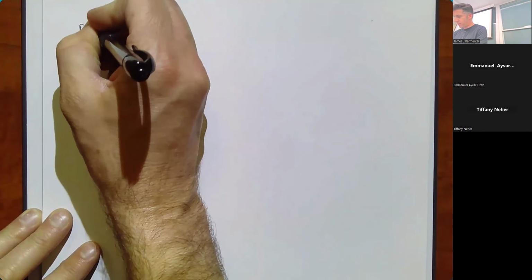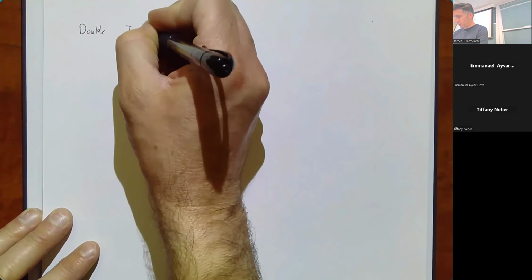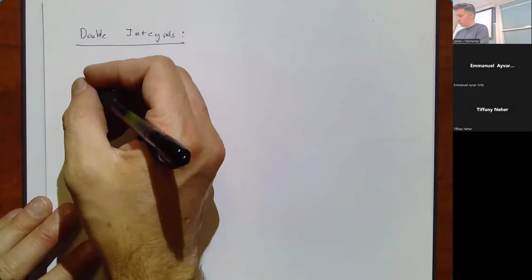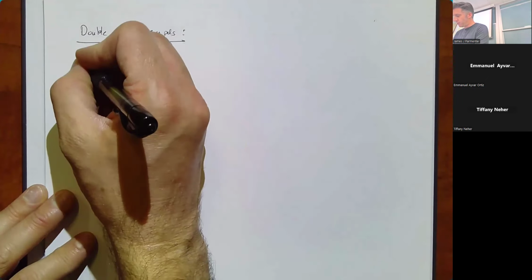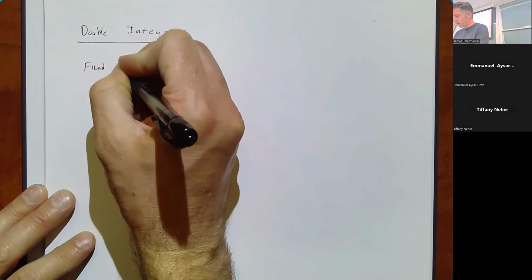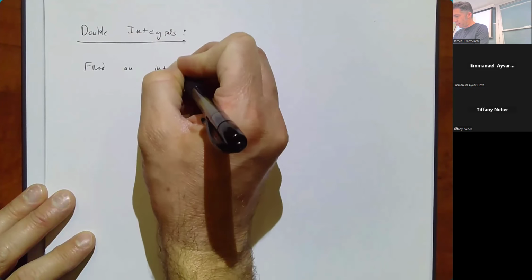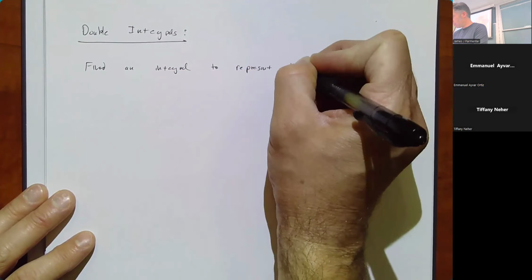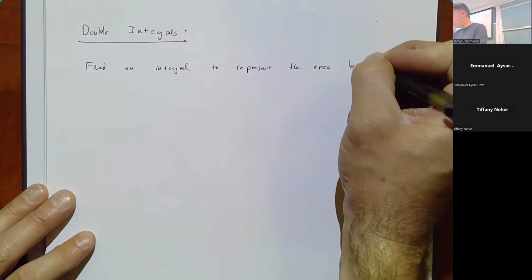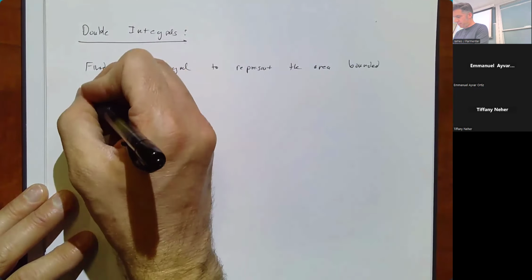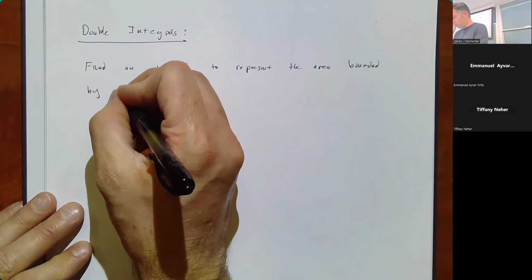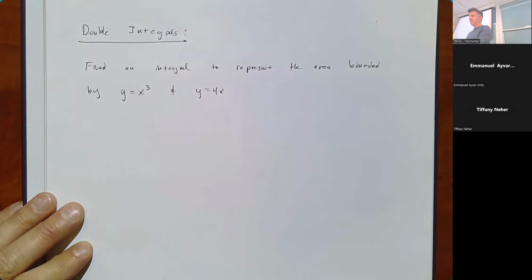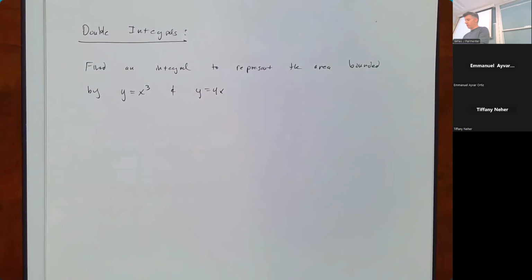Double integrals. We're actually going to start off just with a single. So we want to find an integral to represent the area bounded by the curves y equal to x cubed and y equal to 4x in the first quadrant.